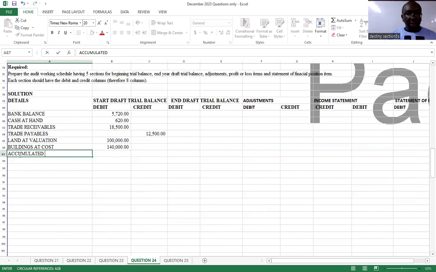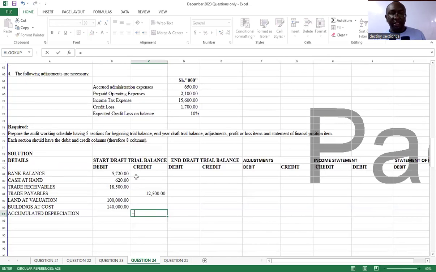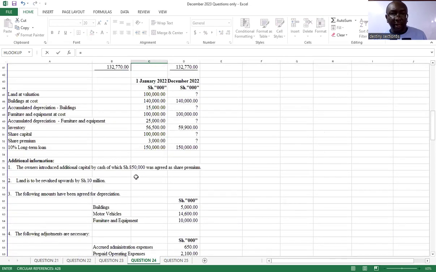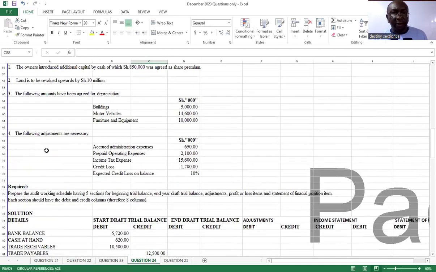Accumulated depreciation. Accumulated depreciation. So this one should be a credit balance. Once you get logged out, you log in. So this one is a credit balance. So we come here. The accumulated depreciation is for the buildings. Is this one. So we enter.